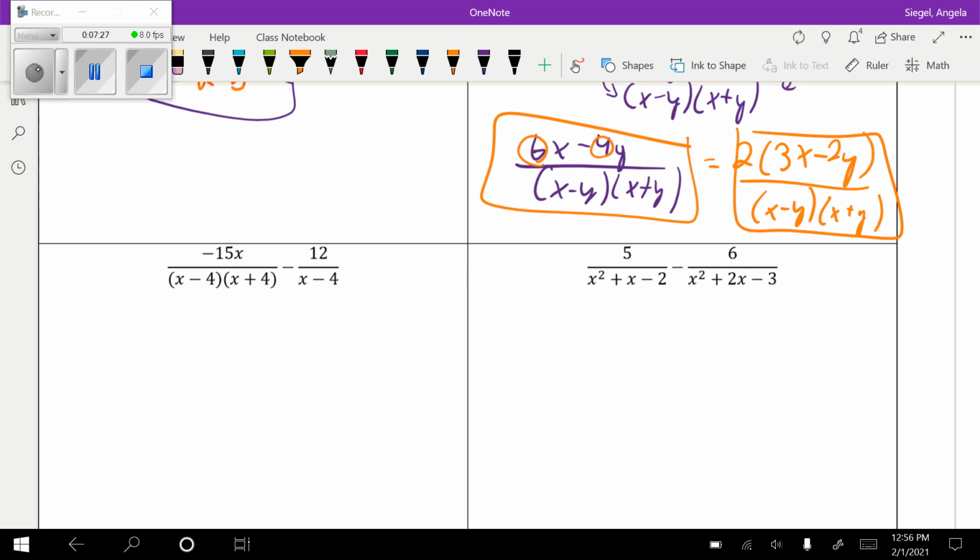Okay, so let's look at this one. And the first thing I want you to do is figure out what your LCD is. Okay, so your LCD should be x minus 4 times x plus 4.